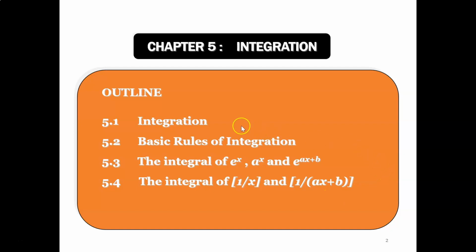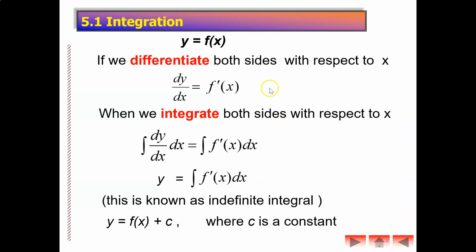The first one is what is integration. The second one is basic rules of integration. The third one is the integral of exponent x, a to the power of x, and exponent ax plus b. And the fourth one is the integral of 1 over x, which is a fraction, and the integral of 1 over ax plus b, where ax plus b is a function.